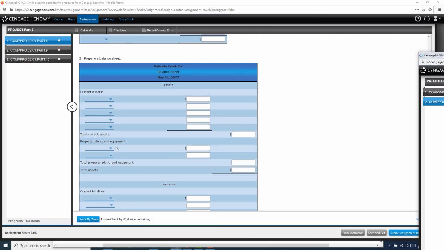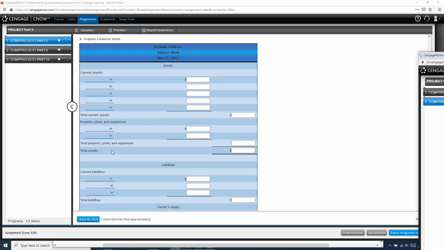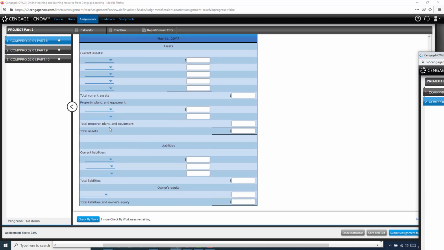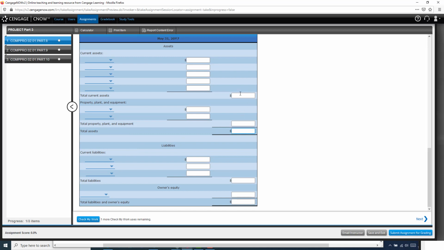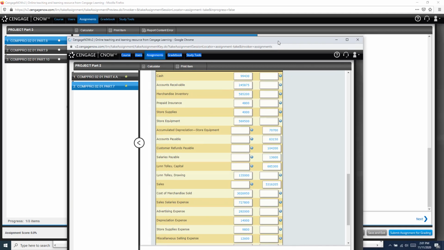Then long-term assets, also known as PP&E, property, plant, and equipment. Get those numbers, do the subtotals, and then you have the total assets here. You sum up these two. Then you have current liabilities. What are some current liabilities? Accounts payable. What else? It's easy for you. You can just select from here the current liabilities, but you should be able to get the balances directly from project part 2, the adjusted trial balance. I can't say that enough.